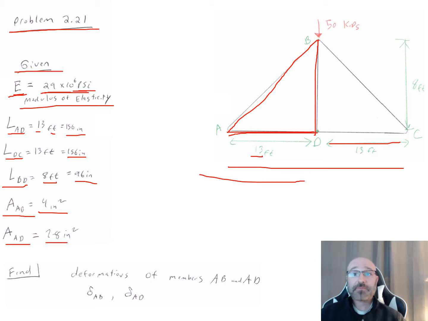That's great. From there, I go back to my problem statement and initial diagram and ask myself, what am I solving for? What do they want me to find? Well, they want me to find the deformations of members AB and AD, AB being this member here and AD being this member here. So what are those variable names? Delta AB and delta AD. Now I have everything in terms of their variable names, so when I go forward with my governing equations, I can plug directly in.